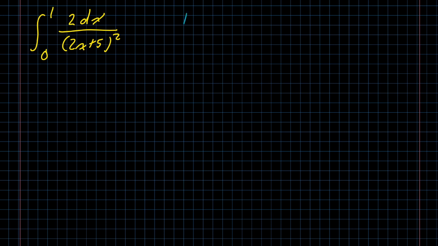So maybe letting u be 2x plus 5 would be very useful to me. And then if I do that, du, the derivative of 2x plus 5, is just 2 times dx. But here, because this is a definite integral, I have limits of integration to deal with. The limits of integration are given to me as values for x.